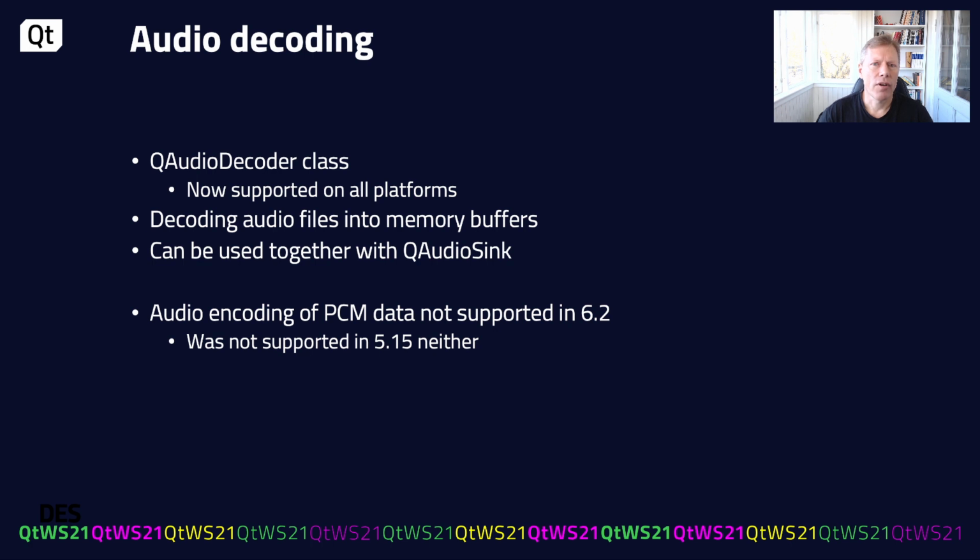We also have an audio decoding API. QAudioDecoder is a class that existed in Qt 5.15 but is now supported on all platforms, where in 5.15 it was only supported on 2 of our platforms. It allows you to decode audio files into memory buffers and can be used together with, for example, QAudioSink to decode encoded audio data and then stream it into an audio device. Audio encoding of PCM data is not currently supported in 6.2, but that is not something we had in 5.15 neither.